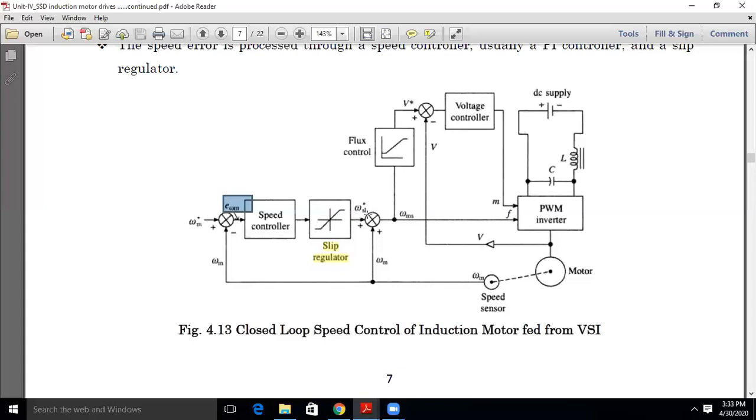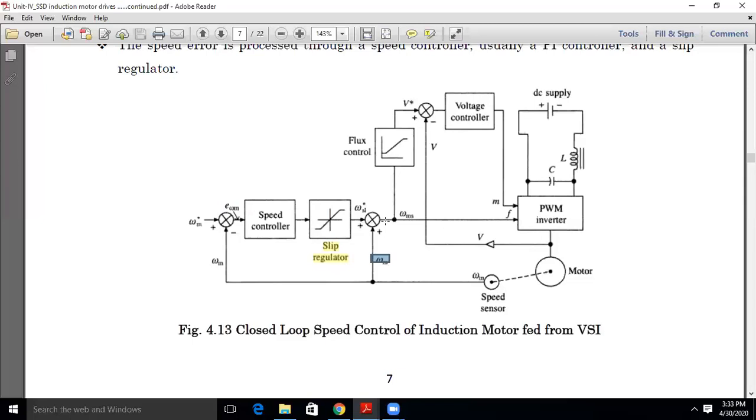That is the function of this particular speed controller. So now we have omega s star and omega m. This omega s star is again the slip speed, and omega m is your actual speed. These two are compared here at the comparator, and the required speed needs to be adjusted.